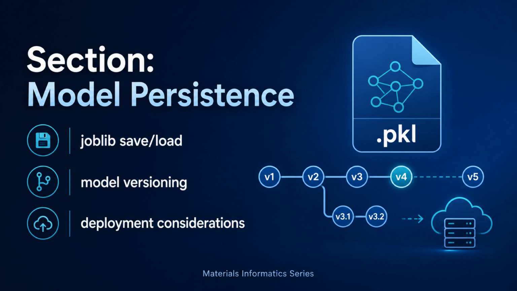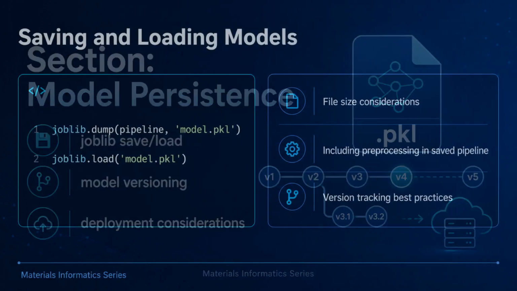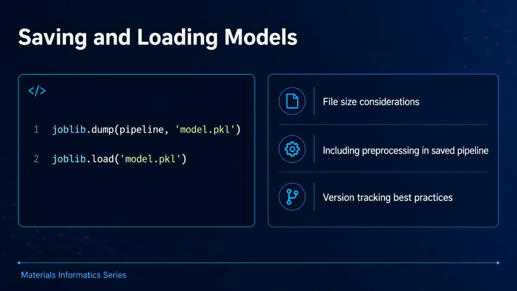We'll use joblib for efficient serialization of sklearn pipelines. The saved file includes both the scaler and the trained model. Use joblib.dump to save your pipeline to a pickle file. The pipeline object contains all preprocessing steps and the trained model. To reuse, call joblib.load to restore the complete pipeline.